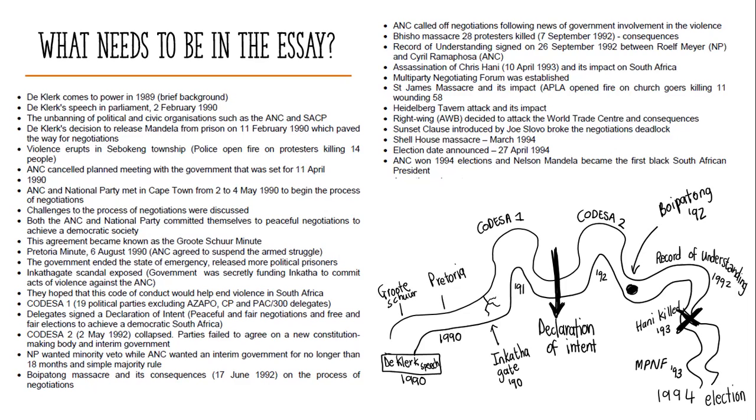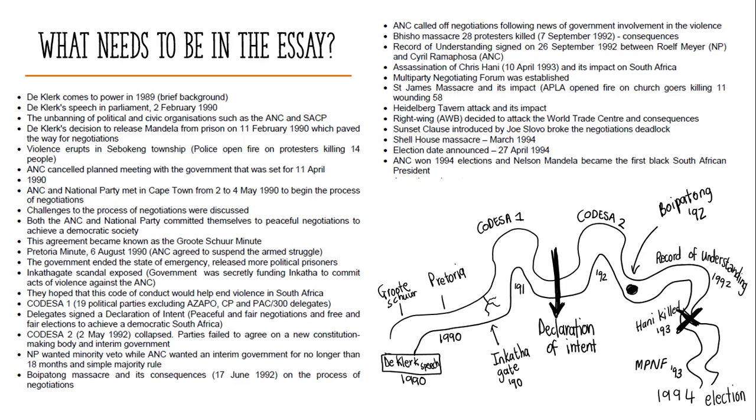Then you have the Shell House massacre. I do not know much about that, so I won't say that. And the way you can always end this essay is that you can say that on the 27th of April, we had our first democratic elections, the ANC won, and Nelson Mandela became the first Black South African president. So you can always end this essay by saying that.